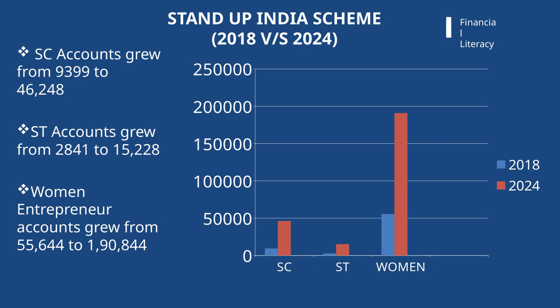And when it comes to women entrepreneurs, the accounts surged from 55,644 to an impressive 190,844. This demonstrates a clear focus on promoting women-led businesses and fostering gender equality in entrepreneurship. Overall, these numbers highlight how targeted schemes like Stand Up India are making a tangible impact by expanding access to financial resources. And of course, this growth is closely tied to increased financial literacy, which remains a key component of our overall strategy. By empowering these groups with both access and knowledge, we're fostering sustainable development and inclusive growth across the country.